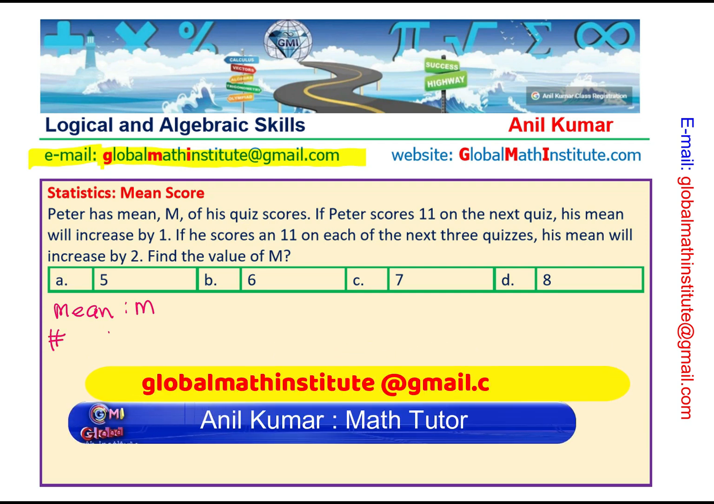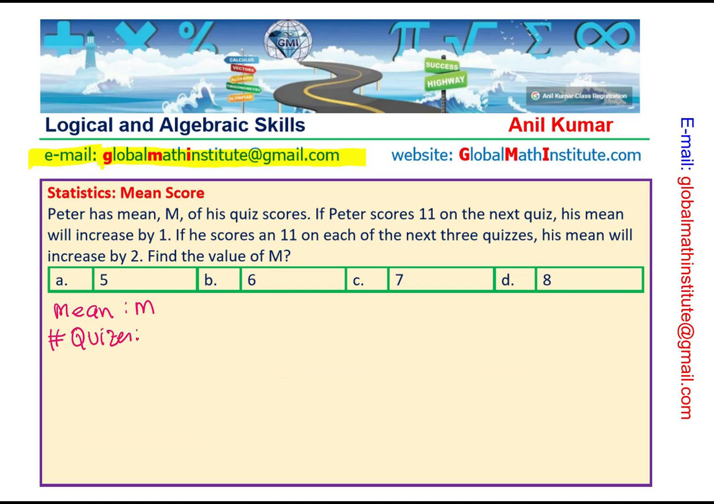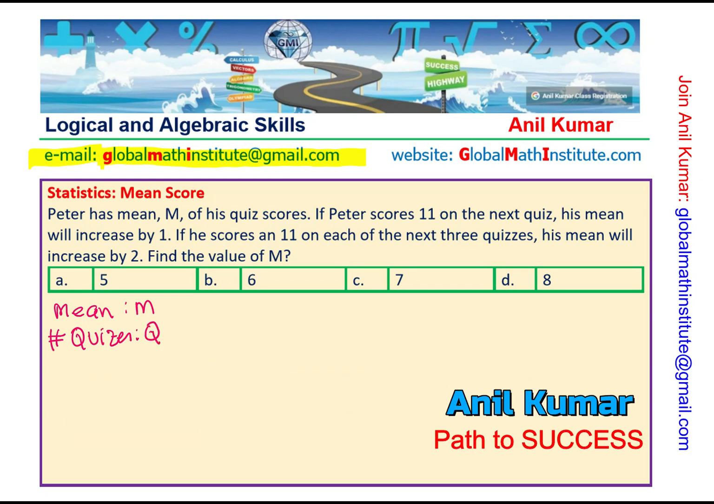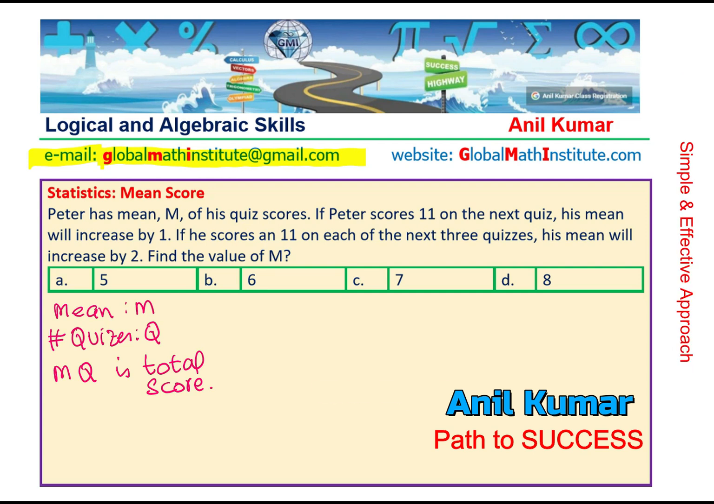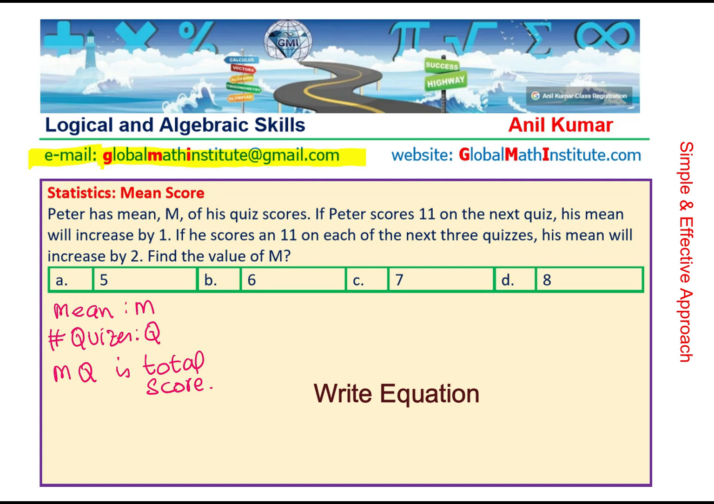Number of quizzes, let it be q. So the total score will be how much? MQ in that case is the total score, correct? Perfect. Now what happens if he gets 11 in the next quiz? 11 in the next quiz means the mean will become M plus 1, right?